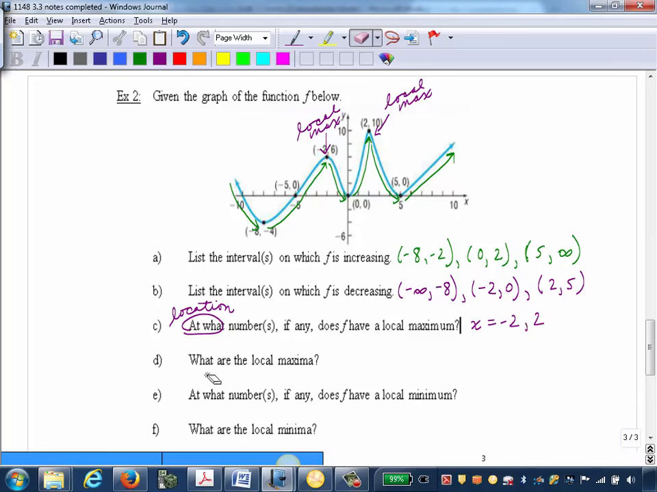Part D wants to know what are the local maxima? What are the actual peaks in that graph? Well, local maxima or minima are always y values. So what are the y values at these two peaks? The y value here is 6 and the y value here is 10. So the local maxima are 6 and 10.